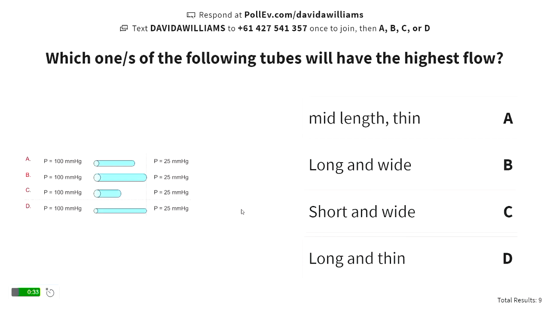What do you reckon? Fully law. What? The fully law. Yeah, it's coming up.